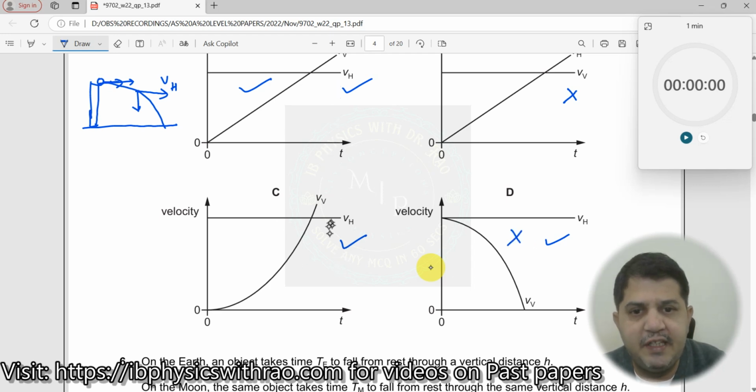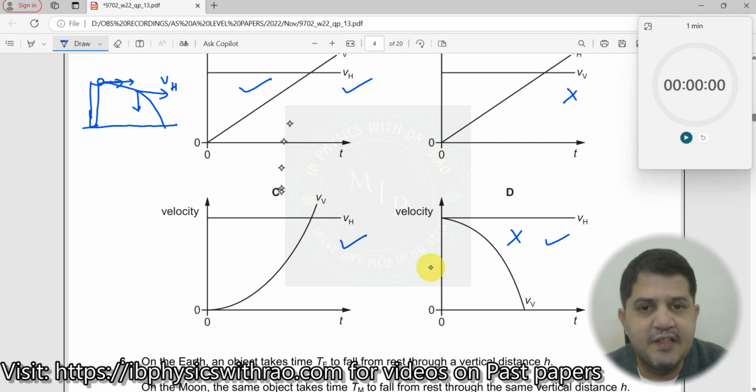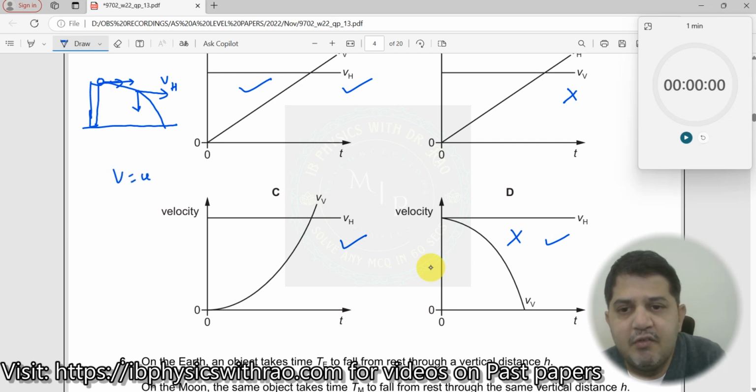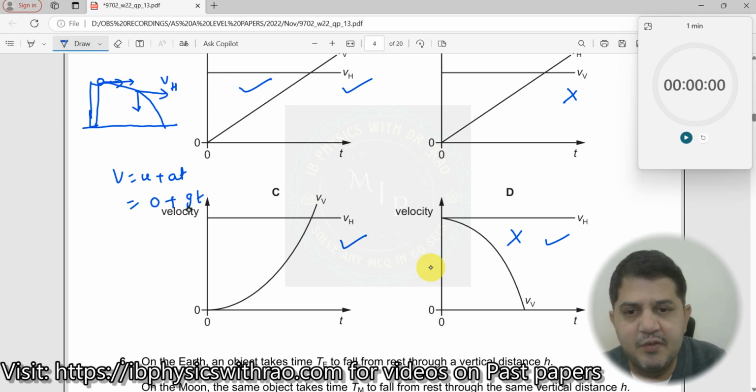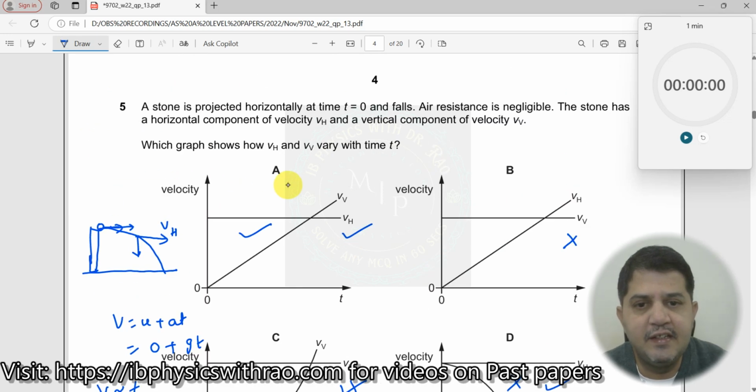Now amongst these two, we need to judge by equation. What is the equation governing them? We know that v is equal to u plus at. u is equal to 0 when you throw it across. So as a result, it is 0 plus gt. What is g here? g is acceleration due to gravity, 9.8, which is a constant. So v should be proportional to t. When I say v is proportional to t, what kind of equation is it? It is nothing but the equation of a straight line. So this is also incorrect. So this is the right one. Thus A is the right option.